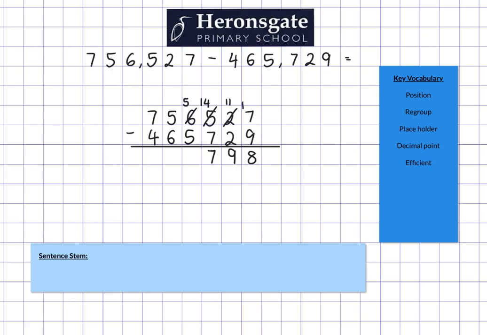My next column, I have 5,000 subtract 5,000. That leaves me with 0. Moving on, I have 5 10,000s subtract 6 10,000s. I'm going to need to regroup from my 100,000s column. I have 15 10,000s subtract 6 10,000s. I have 9 10,000s. And last but not least, 600,000 subtract 400,000 leaves me with 200,000.